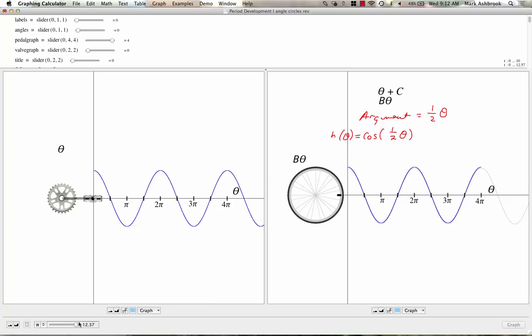Okay, so everyone take a minute and sketch it. Sketch what cosine 1/2 theta will look like if you were tracking the horizontal position of the tire valve. That's what cosine is, right? Cosine is horizontal position. So both of those are cosine theta. We're interested in cosine of 1/2 theta, looking at the tire valve and its horizontal position.